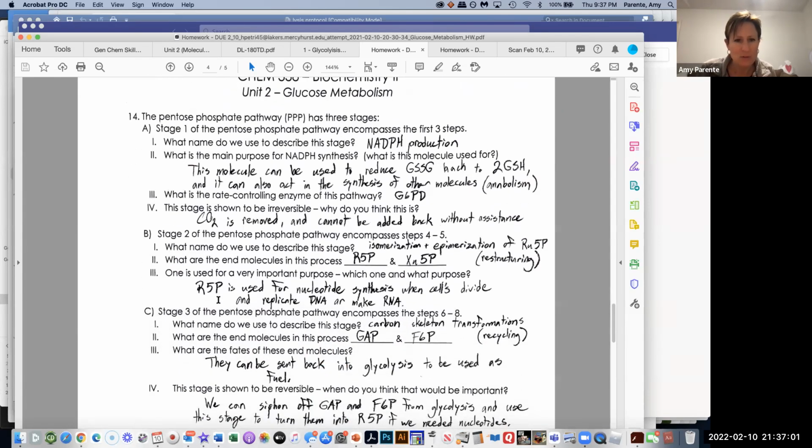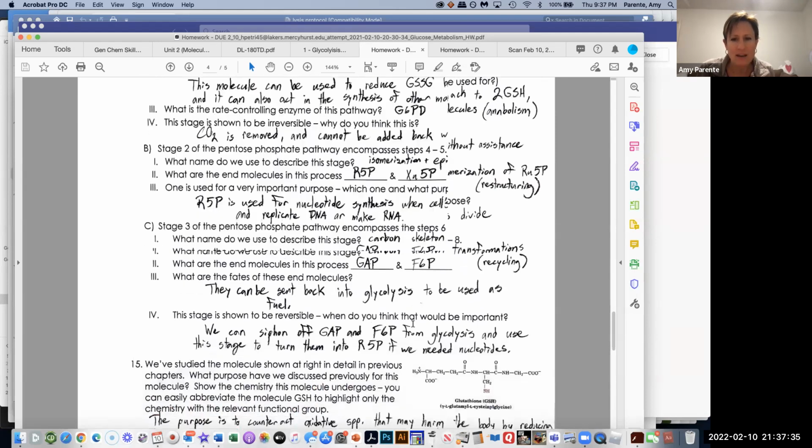Stage 2 is steps 4 through 5. What name do we use to describe this process? Here's the word that I want you to know: restructuring. So stage 1 is NADPH production. Stage 2 is restructuring. The end molecules are R5P, ribose 5-phosphate, and xylulose 5-phosphate, XU5P. One is used for a very important purpose. Ribose 5-phosphate is used for nucleotide synthesis. Obviously that's when we're doing a lot of cell division.